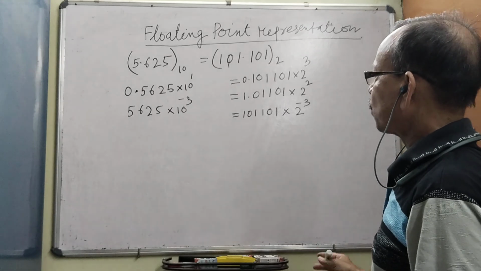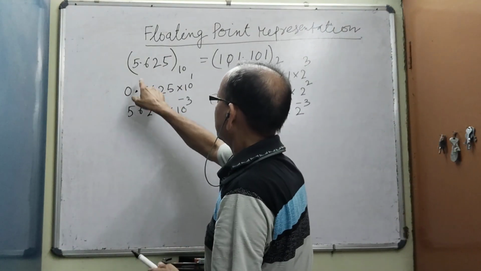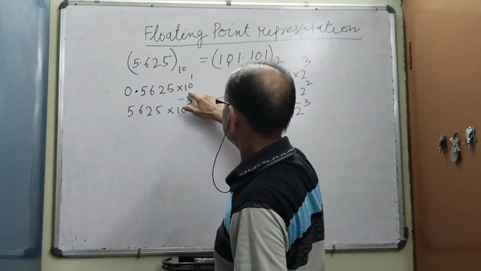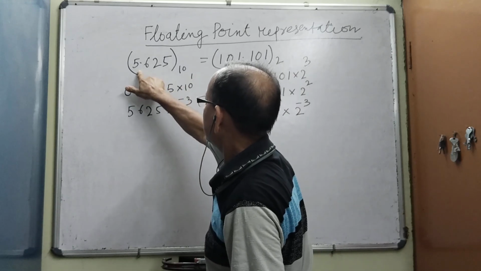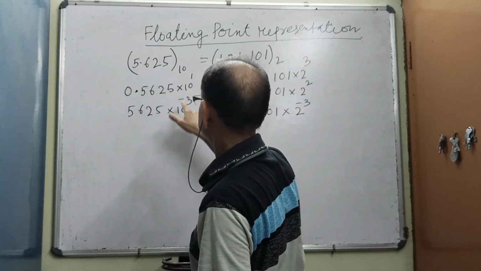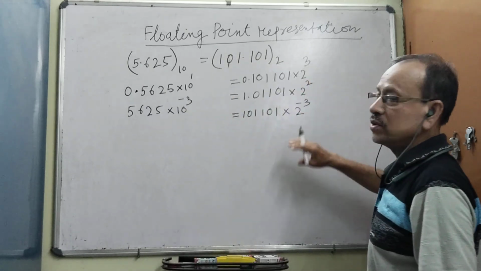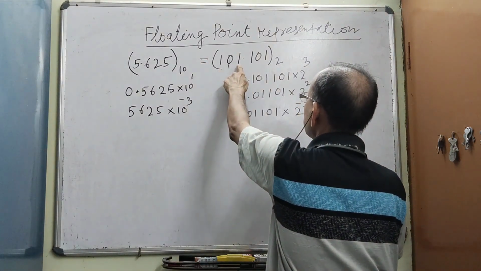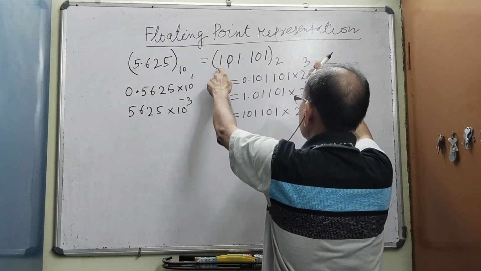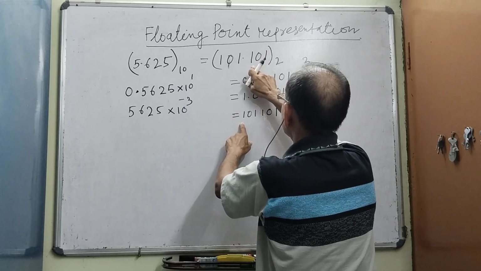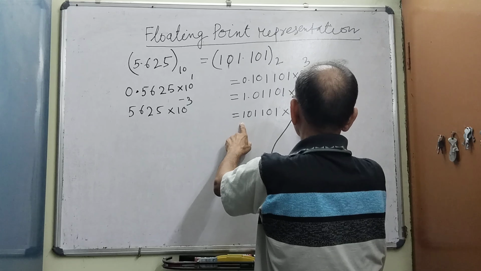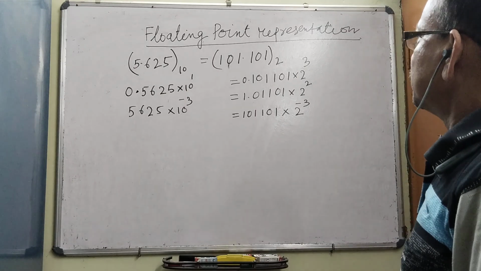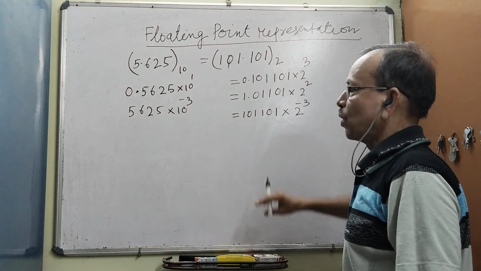So when your point moves from left side, then in case of decimal, it is 10 to the power plus, and when it moves from right side, then it is minus. Similarly, here is also same. When it moves from left side, then it is plus how many times? 1, 2, 3, 2 to the power 3. When it moves in right side, how many times? 1, 2, 3. So it is 2 to the power minus 3. So infinite number of times you can write in floating point.